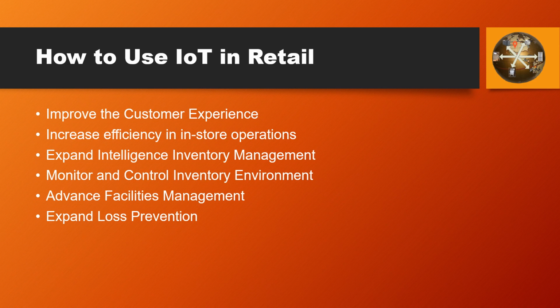So what are some of the uses for IoT in retail? For example, you could use it to improve the customer experience. There's a robot out there that communicates directly with the customer to help guide him through the store. You can use them for increasing the efficiency in in-store operations, for example, cleaning things. You can expand intelligent inventory management, making sure that the shelves are properly stocked, or the inventory is properly located in the warehouse. You can monitor and control the inventory environment itself. You can do advanced facilities management. This is, again, the cleaning kind of concepts. And you can use it to expand your loss prevention capabilities.